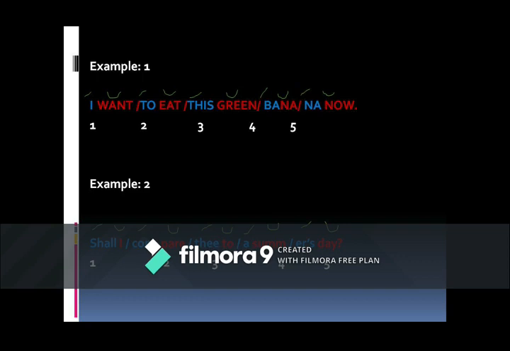And look at the second example. Shall I compare thee to a summer's day? So, shall I forms one unit, unstressed followed by a stressed syllable. Compare, unstressed followed by a stressed syllable. So, in that way, you have 5 feet and 10 syllables. So, you call this Iambic Pentameter lines.